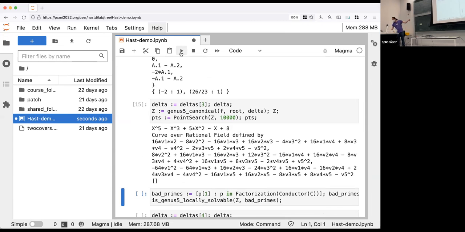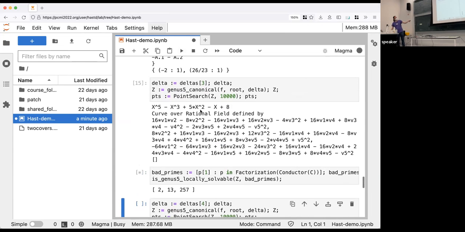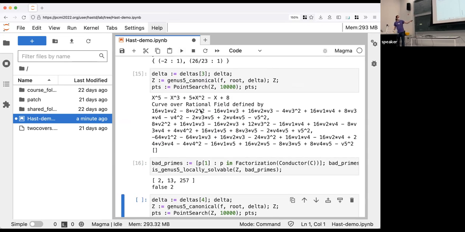Third curve, we construct the curve, and look, we don't find any rational points. So now we want to see, okay, is this thing locally solvable? So here are our bad primes, and the answer is no, this is not locally solvable. In fact, it has no Q2 points. It has no 2-adic points. And so therefore, there are no rational points, so that one's done.